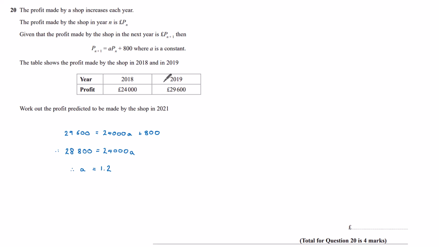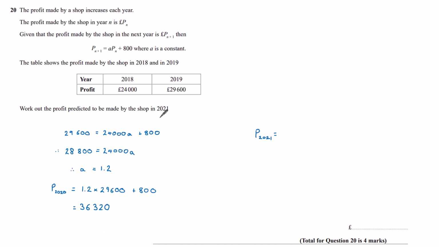Now, I know the profit in 2019, so I can find the profit in 2020. The profit in 2020 is A times the profit in 2019, 29,600, plus 800. Evaluating on your calculator, the profit at the end of 2020 is 36,320.